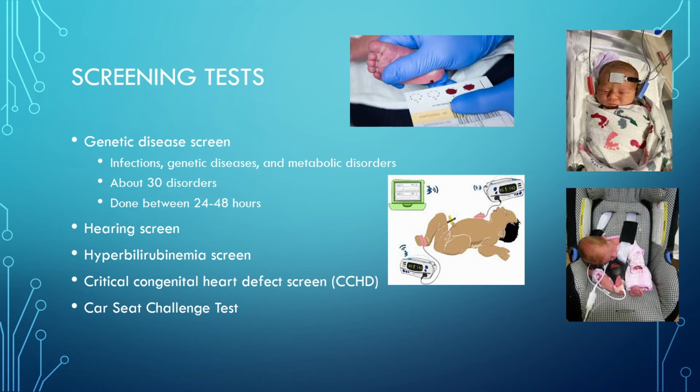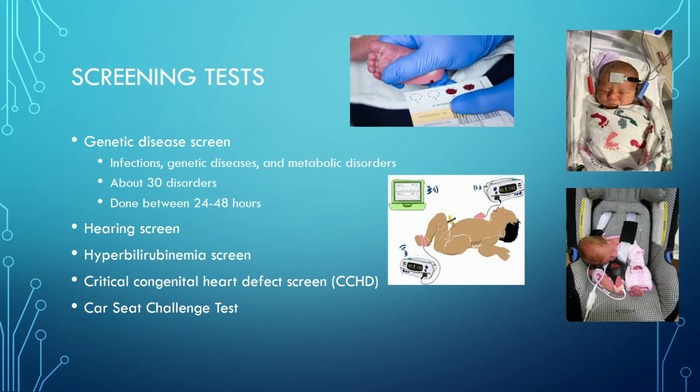Hyperbilirubinemia screen. So this is a jaundice level. They check babies at about 24 hours of life. If your baby appears jaundiced before then, you should check a bilirubin before then, as that is, we'll learn about here, a very severe form of bilirubin if it appears before that 24 hours.